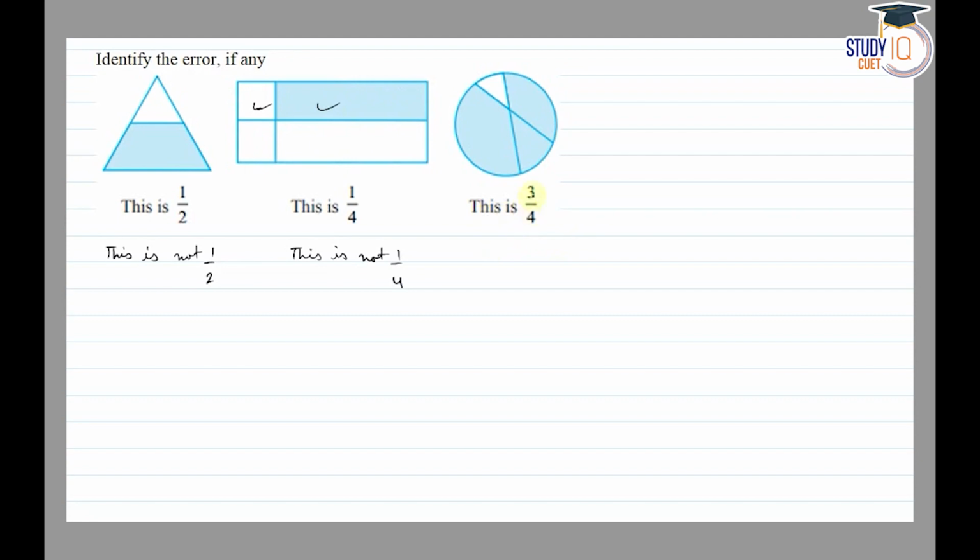In third, this is 3 by 4. So same here, 3 parts हमारे shaded हैं, but in the circle these all 4 parts are not divided into 4 equal parts. So this is not 3 by 4.